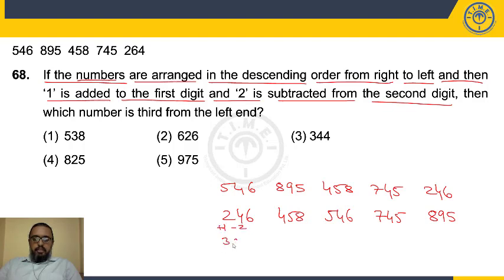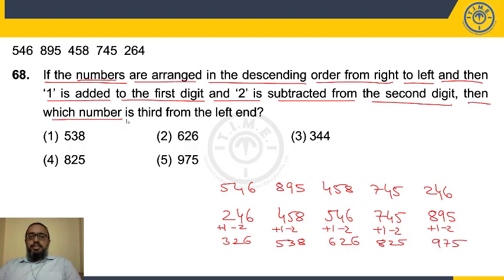So this is plus 1 minus 2. So you will get 3, 2, 6. Again here plus 1 minus 2. You get 5, 3, 8. Again here plus 1 minus 2. You get 6, 2, 6. Then again plus 1 minus 2. So we'll get 8, 2, 5. Again plus 1 minus 2. We'll get 9, 7, 5.